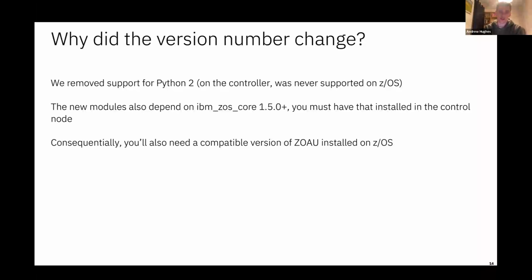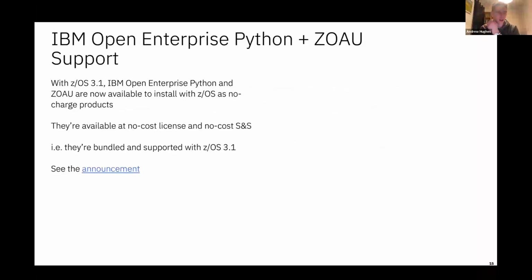We've also introduced a new dependency purely for the provisioning content. This doesn't affect the CMCI content, but just the new provisioning content. We now have a dependency on IBM z/OS Core and ZOAU, so ZOAU and Python for z/OS, on the z/OS target node. With the latest version of z/OS, that's now introduced as a no-cost license, so it makes it a lot easier to get for customers. I'd definitely check out this announcement if you haven't seen it. I think this came out quite a few months back.